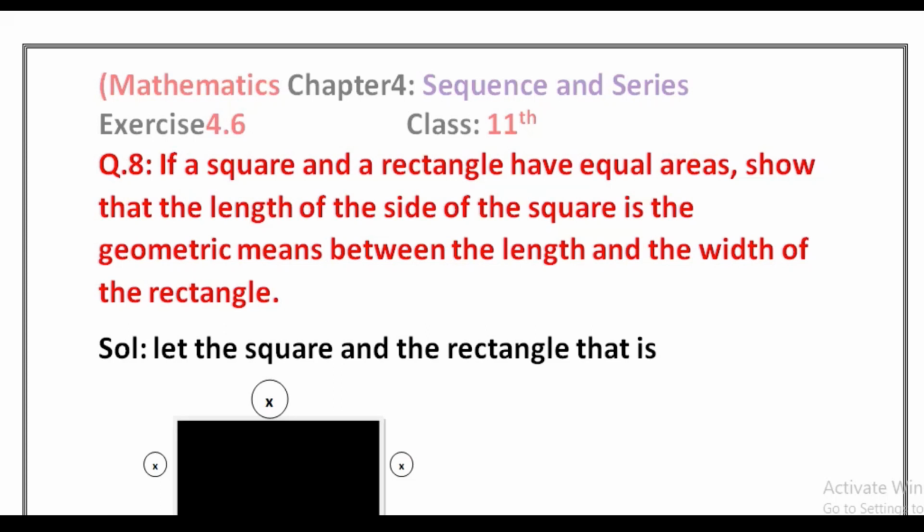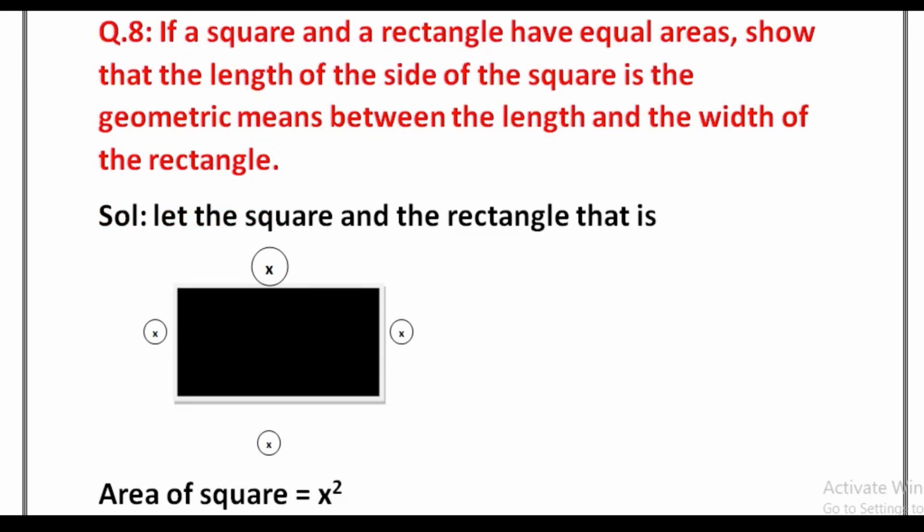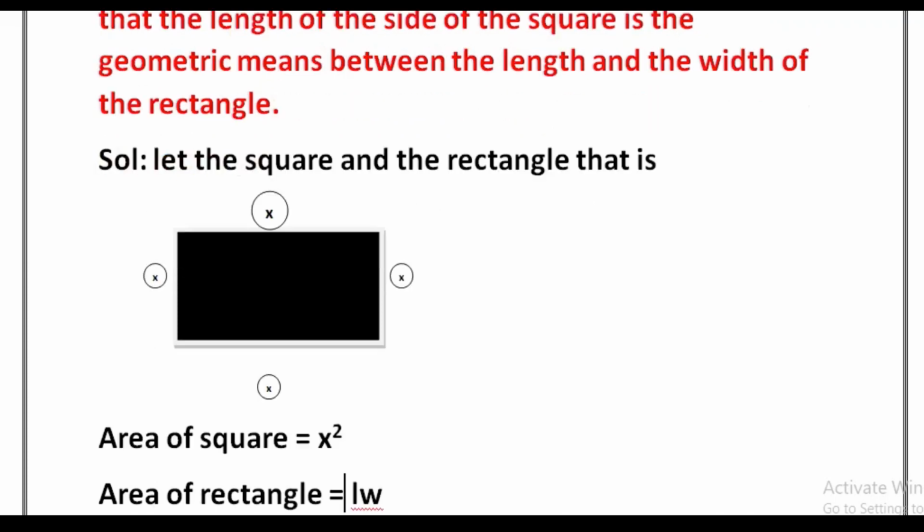So according to the condition, first of all let's suppose the sequence. Let the square have side x, and the rectangle have length equal to L and width equal to W. Area of square is equal to x multiply x, equal to x square. Next, area of rectangle is equal to length multiply breadth, so L multiply W.